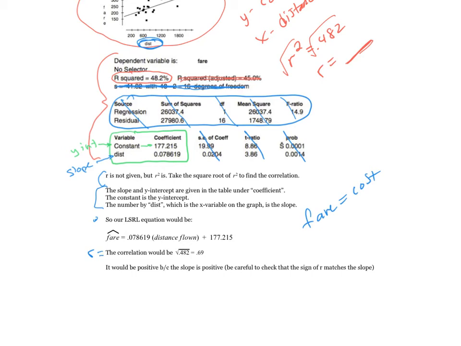Okay, the correlation, if I was looking for R, would be the square root of 0.482 from above, and that's 0.69. And then remember, it would be a positive. R would be positive because the slope is positive. You should be careful to check that the sign of R matches the slope. That's a common way they can try to trick you.